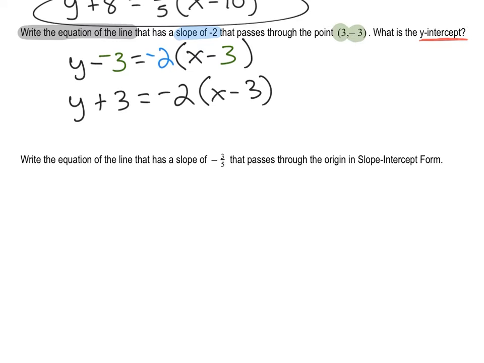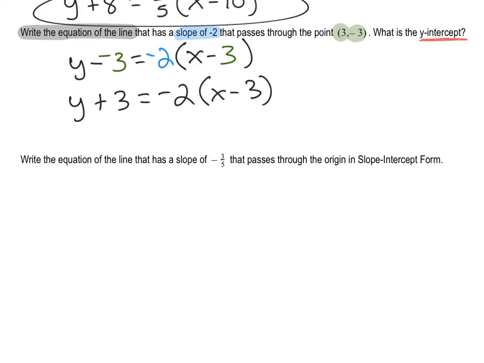Well, what is it? Is it any of these values up here? No, because point slope form does not show us the y-intercept. That's the only drawback with point slope. It doesn't tell us the y-intercept. Okay, but we do have another form that does tell us the y-intercept. What is it?